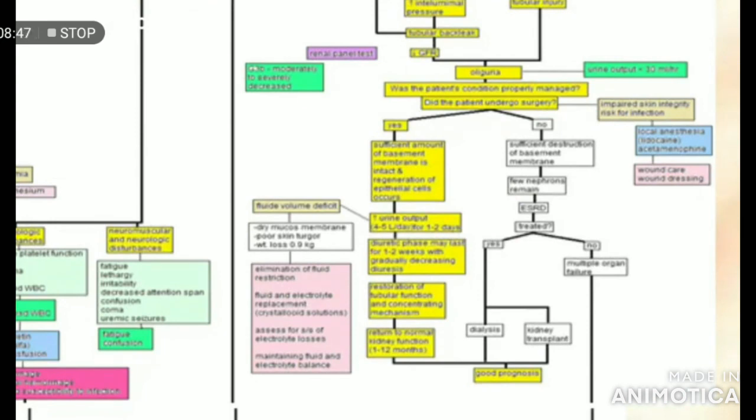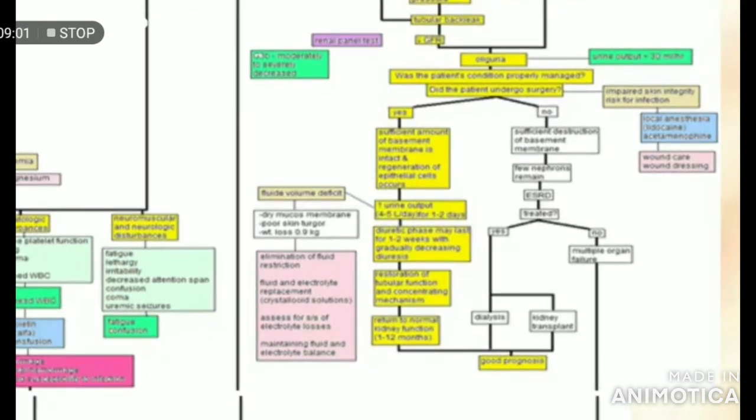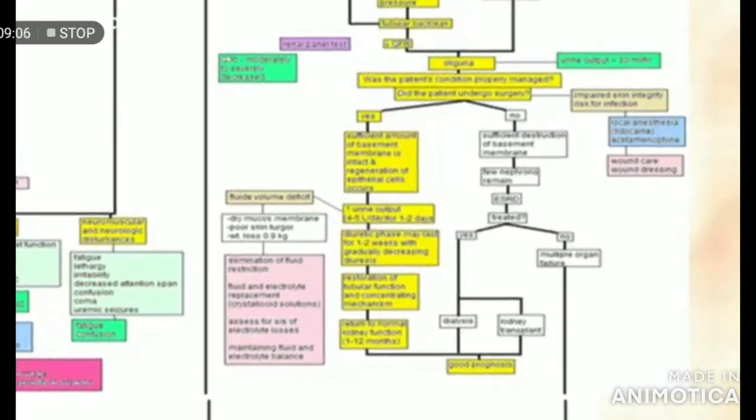nursing management. Then we replace it with fluid and electrolyte replacement, and the fluid we use in these conditions are crystalloid solutions. Then next is we have to assess for signs and symptoms of electrolyte losses and maintain fluid and electrolyte balance. So the next would be, if there is a urine output of 4 to 5 liters per day, this happens for 1 to 2 days.